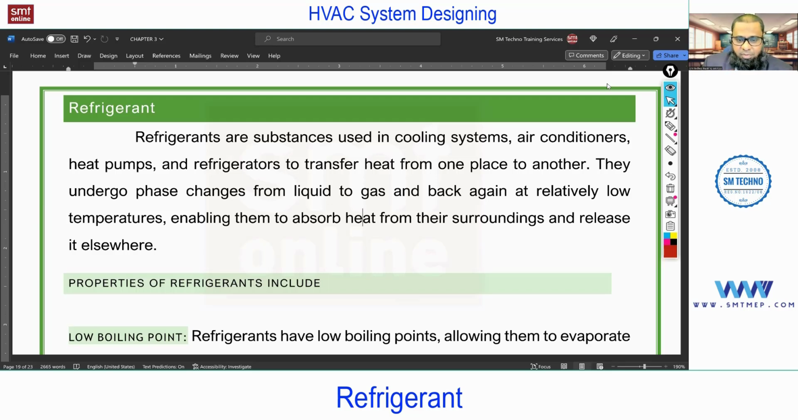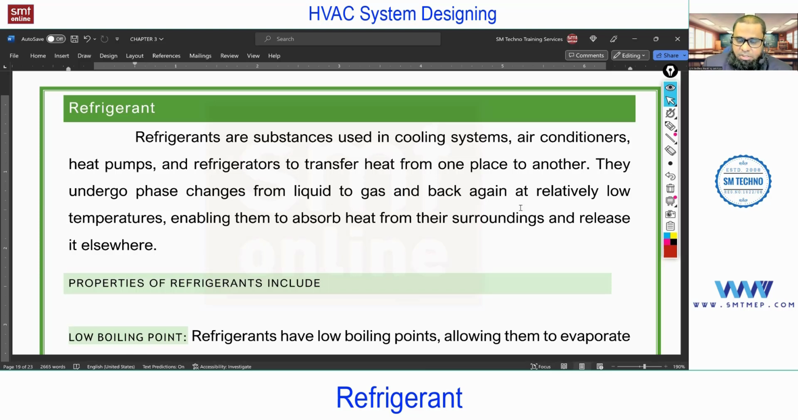If you don't know what an evaporator or a condenser is, you'll see refrigerants are substances used in cooling systems, air conditioning systems, heat pumps, and refrigerators. Air conditioners are nothing but a cooling system. But what about a heat pump? A heat pump is also the same system, but it works in a reverse way.